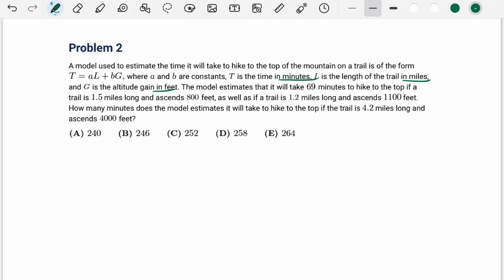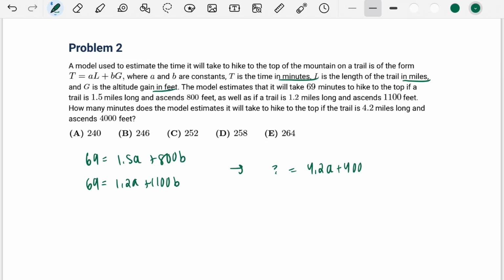Alright, so using the information from the problem, we already have two equations. We know that it takes 69 minutes if the trail is 1.5 miles long and 800 feet. Similarly, we know that it will also take 69 minutes if the trail is 1.2 miles long and ascends 1,100 feet. And what we want to find is how long it is going to take to hike a trail that is 4.2 miles long and ascends 4,000 feet.